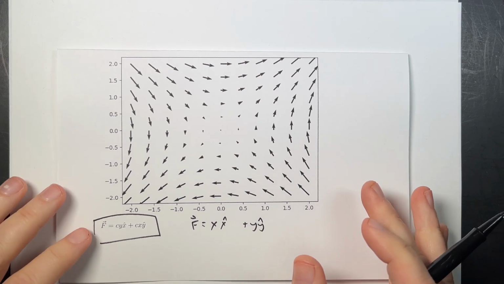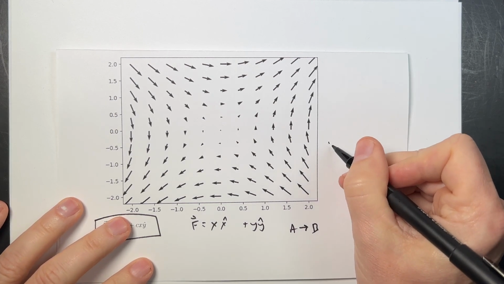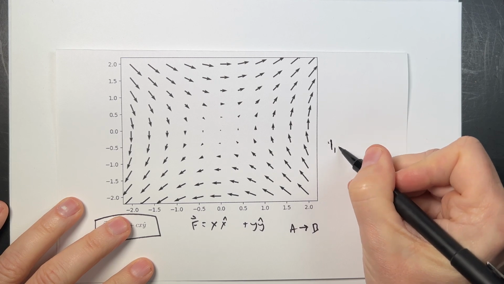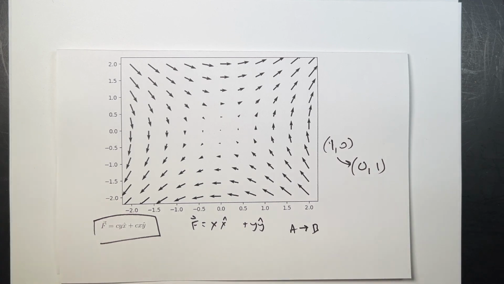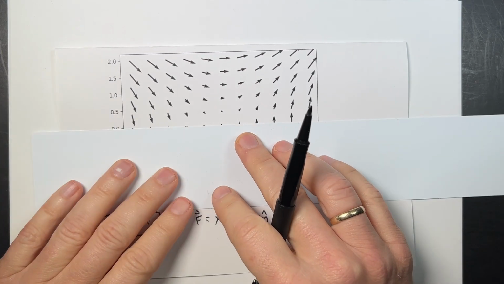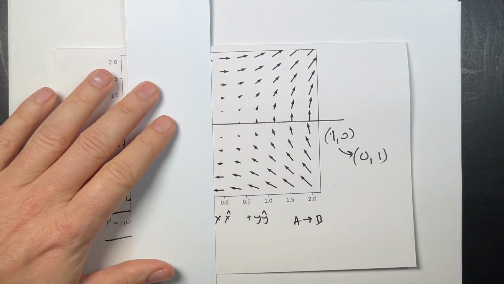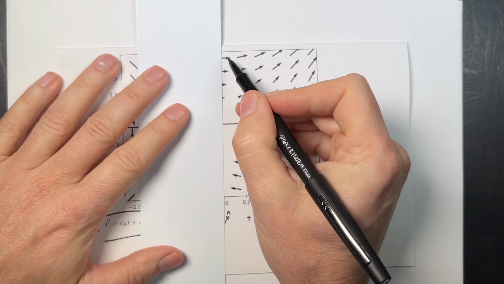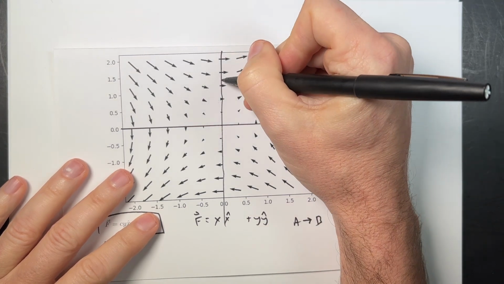I want to go from point A to B, where A is the point (1, 0), and I want to go to (0, 1). So let's just draw that right here. I should have a ruler. I don't have a ruler. Let's use this. Okay, so let's draw this out here. Here's (0, 0). And I made that vector field, a quiver plot with Python, just to make some lines there. Okay, so we're going from here to here.